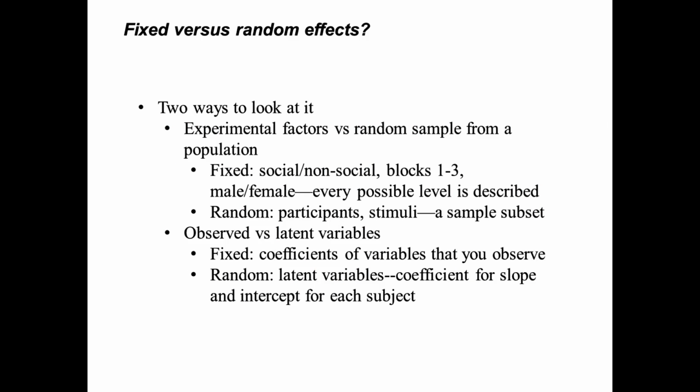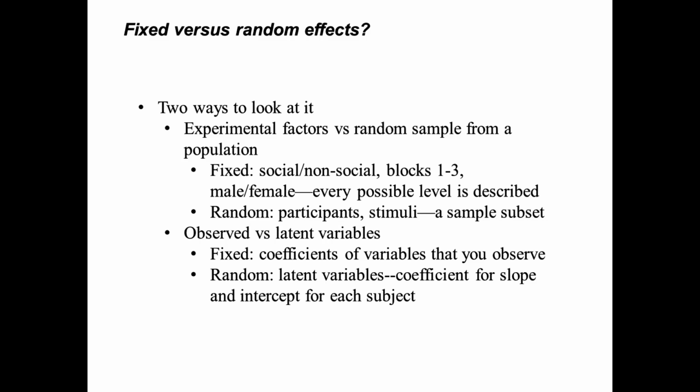So fixed versus random, this was something I got a bit confused about when I was first starting to look at mixed effects models, and there's two ways to look at fixed versus random. The first is looking at experimental factors, groups that you're measuring, versus a random sample from a population. For fixed, you can specify and you're looking at all levels. So it's either social or non-social. You have block 1, 2, or 3, right? Or male or female if you're into that binary. Every single level is described in the data, right?